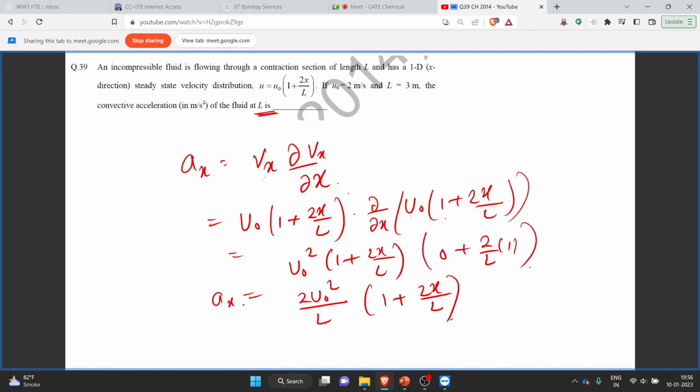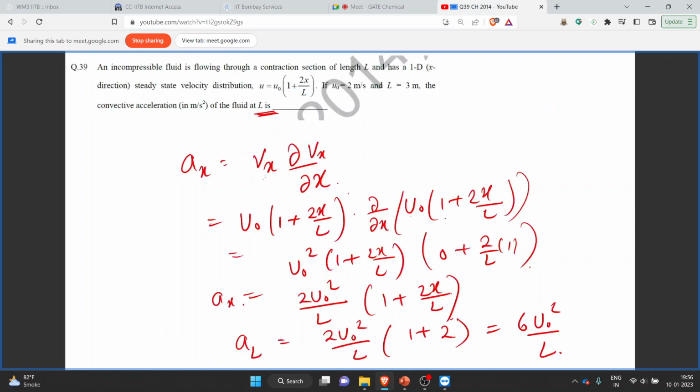Now in the question, we have to find the convective acceleration of the fluid at length L, so we will replace the value of x as L. It will become aL is equal to 2 u naught square upon L into (1 plus 2L upon L, which will become simply 1). So it is 3 plus 1 is 2. This will become 6 u naught square upon L. So the convective acceleration of the fluid at length L is 6 u naught square upon L.